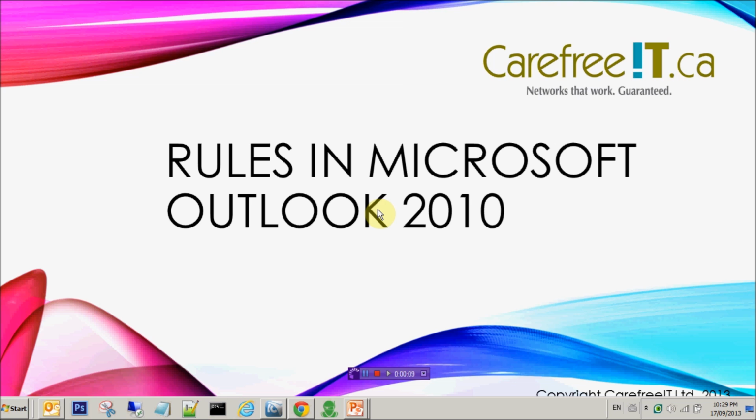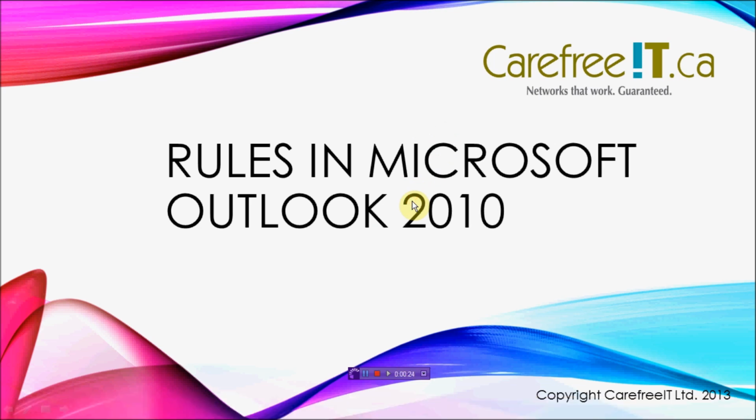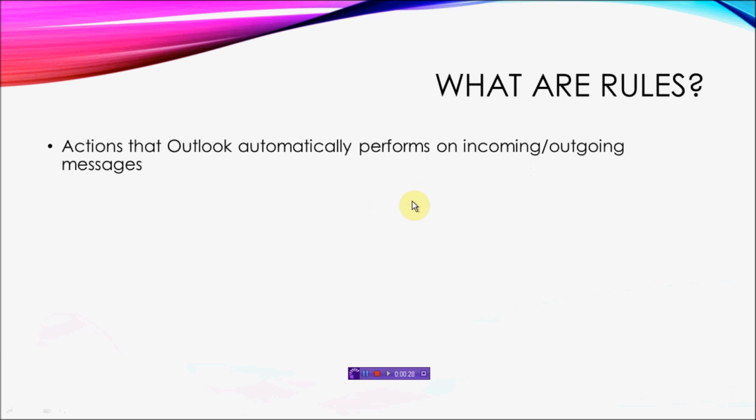Today we'll be talking about the rules in Outlook. These can help you manage your Outlook by organizing your messages the way you want or notifying you of your messages based on the criteria that you specify. So first of all, let's talk about what exactly the rules are. Rules are the actions that Outlook automatically performs on your incoming and outgoing email.